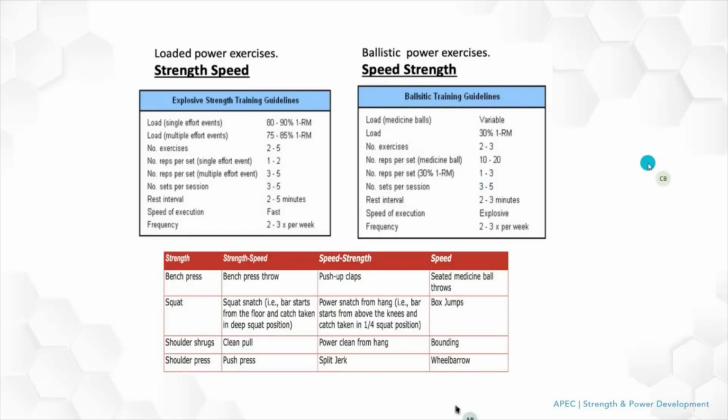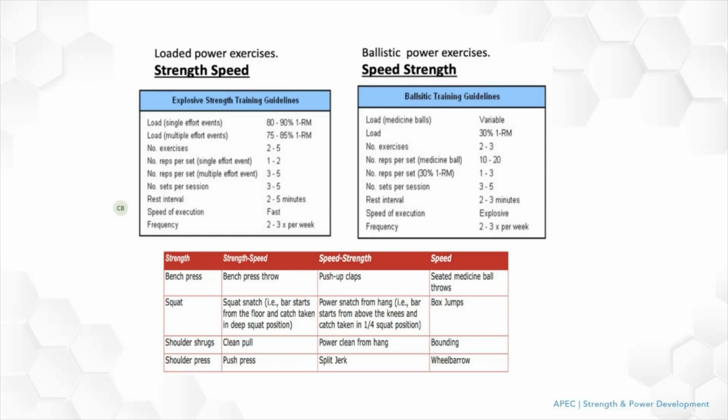So moving on then, if we look at the sets, reps and frequency when prescribing for these, looking at strength speed exercises, so that would be your Olympic lifts, we're looking for anything between 75 to 90% of your 1RM, depending on whether it's single or multiple efforts. So for a session like this, you're looking at typically 2 to 5 exercises for 1 to 3 or 1 to 5 reps, once again depending on whether it's multiple efforts, and then about 3 to 5 sets.